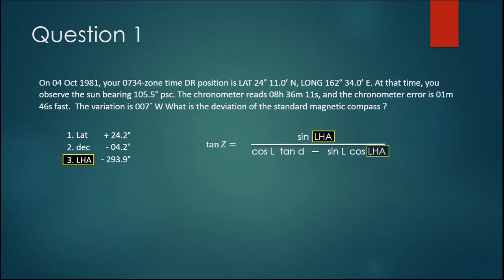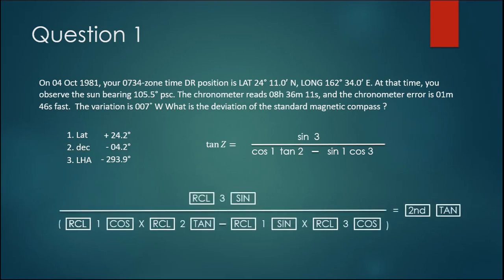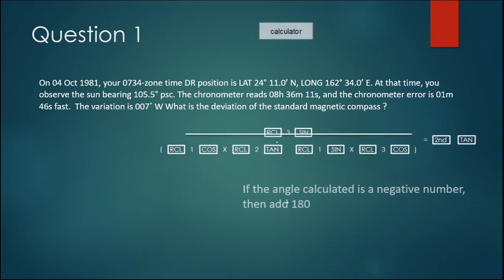So local hour angle becomes 3, and the latitude is going to become 1, and your declination is going to become 2. And these are going to be the buttons that you push on your calculator to get the correct answer. I know it looks like a lot, but trust me, you'll remember it eventually.